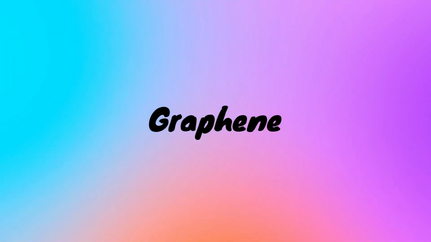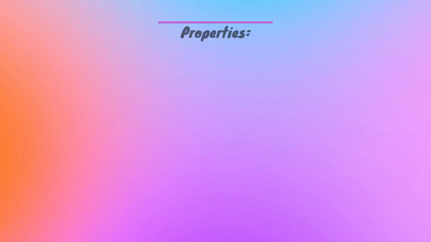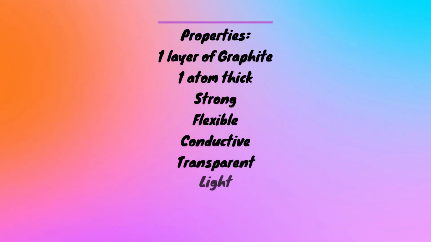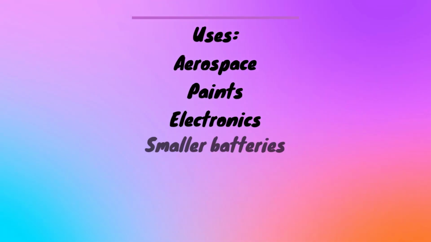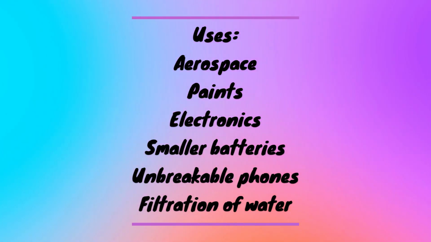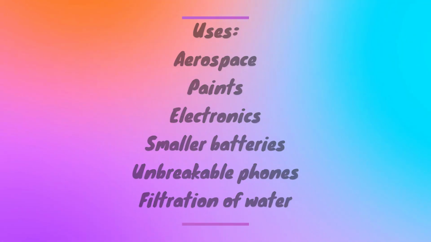And then there's graphene, which is just 1 layer of graphite. That means it's 1 atom thick, it's very strong, completely flexible, and very conductive, with sellotape being used to discover and obtain graphene itself. Graphene is transparent, incredibly light, and hard. Graphene could be used in aerospace, paints, electronics. Other uses include making batteries 1,000 times smaller, forming and making unbreakable phones, and aiding the filtration of water.